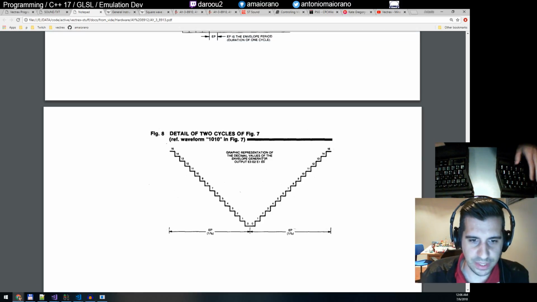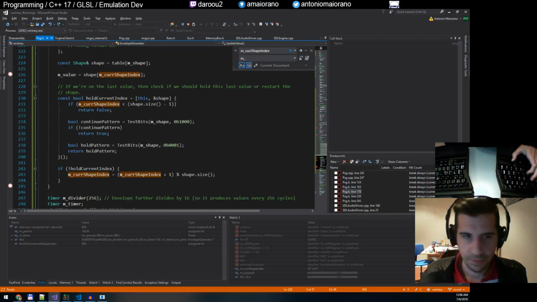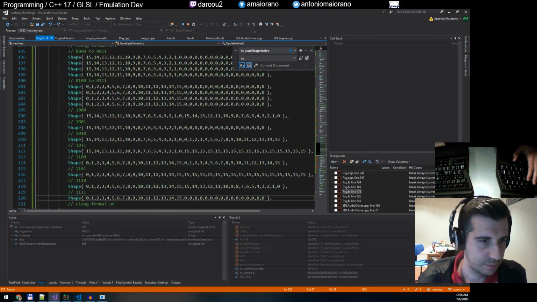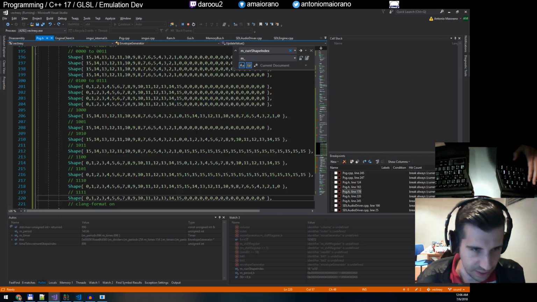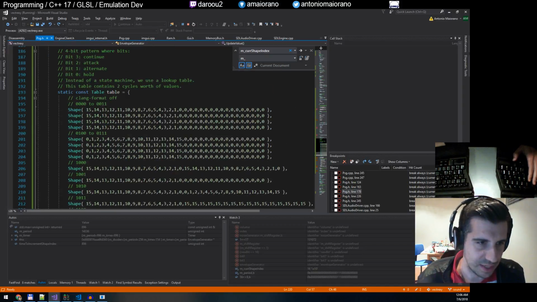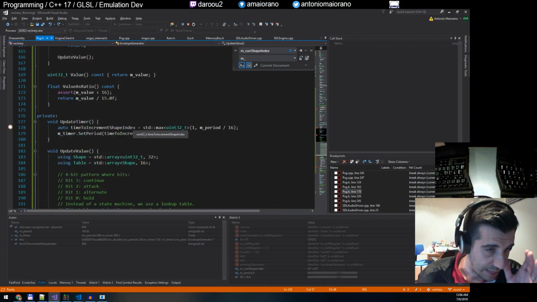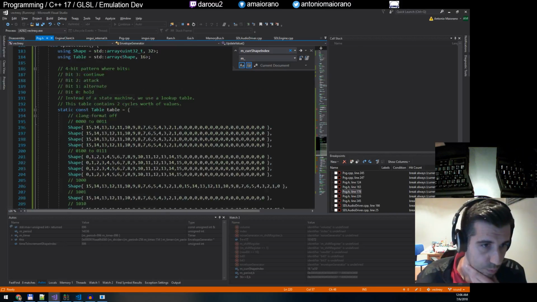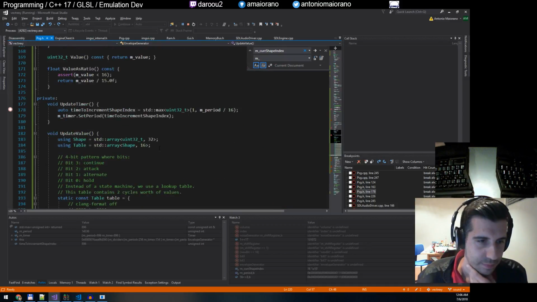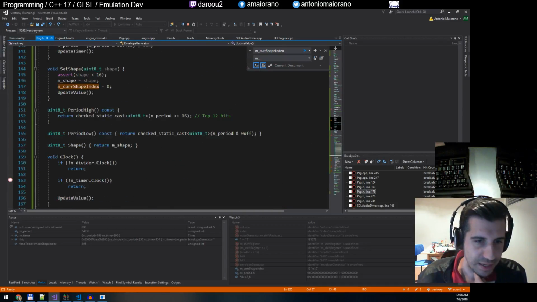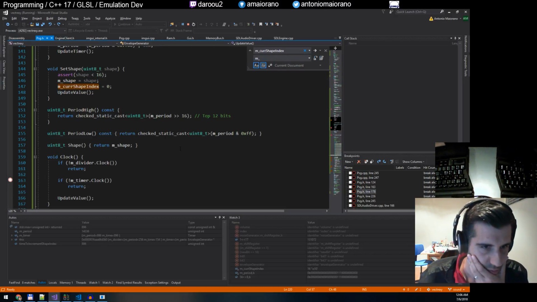For 1010. Yeah, down, up. So in one period, we want to produce 16. And the way in my code, what that means is we would like to advance our value index, our shape index, basically 1/16 of the period.